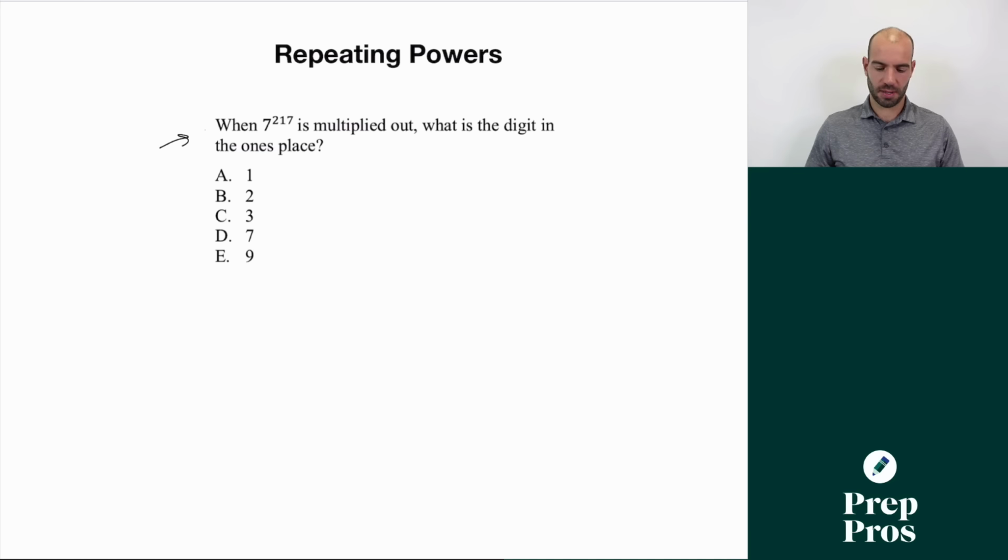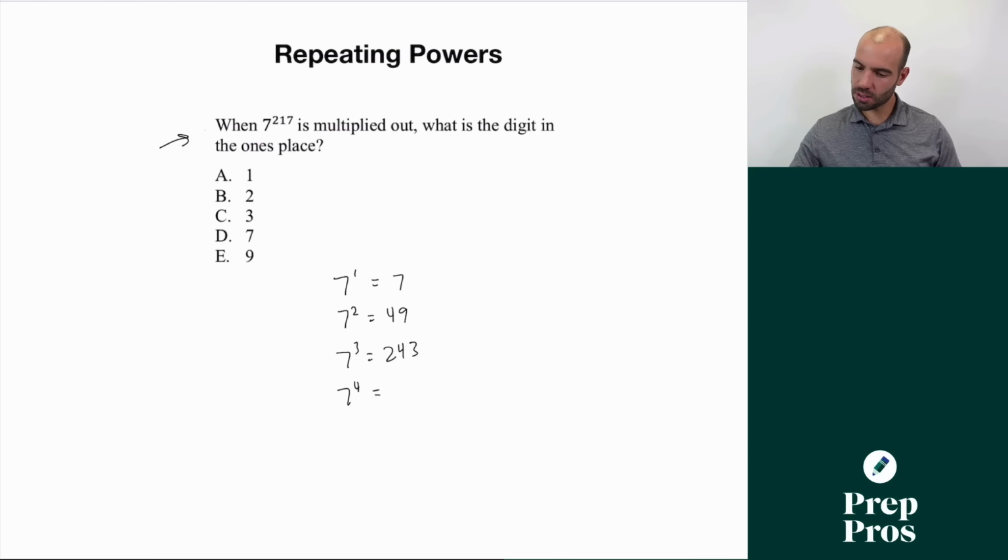Well, this is actually a repeating pattern. If we start doing the powers, 7 to the first is just 7. 7 squared is going to be 49. 7 cubed is going to be 343. 7 to the fourth is going to be, if I remember correctly, 2,401. And then this pattern actually starts to repeat.